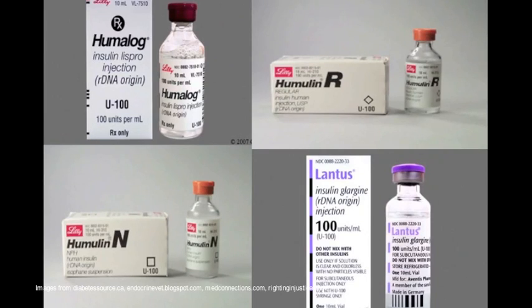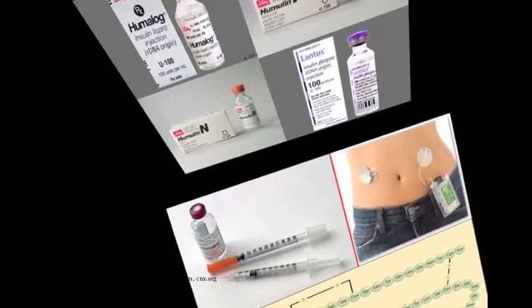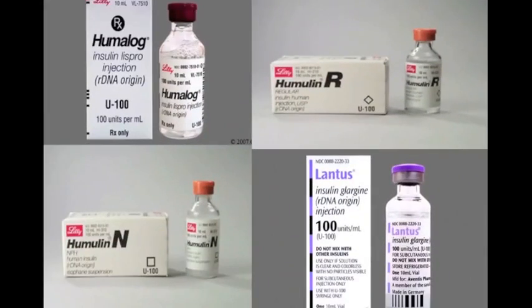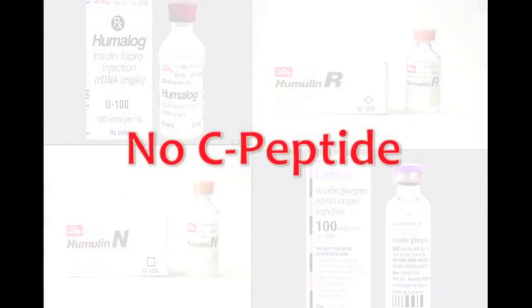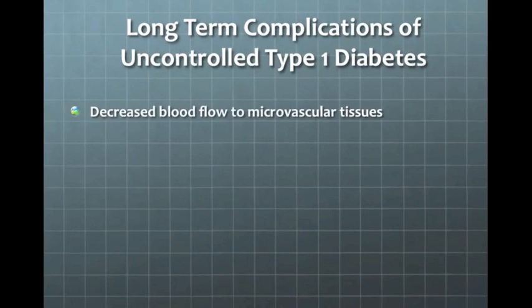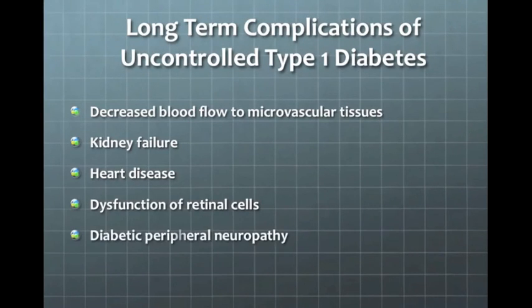Synthetic insulin that is administered in insulin therapy via injections or by an insulin pump contains only the alpha and beta chains of insulin. Therefore, people with type 1 diabetes have no source of C-peptide. It is thought that some of the long-term complications of type 1 diabetes, including decreased blood flow to microvascular tissues, kidney failure, heart disease, dysfunction of retinal cells, and diabetic peripheral neuropathy might not only be caused by extended periods of hyperglycemia, but instead might be due to the lack of C-peptide.